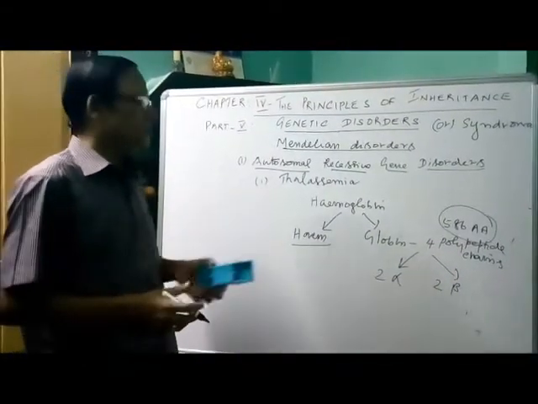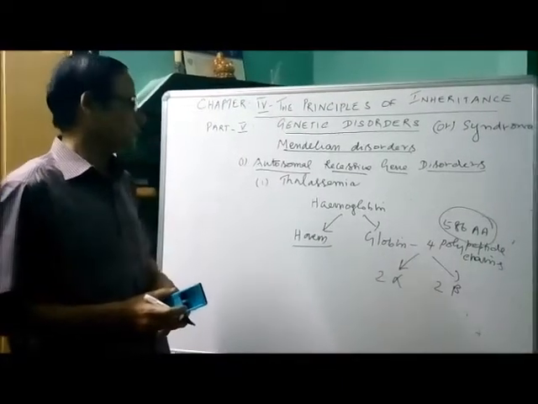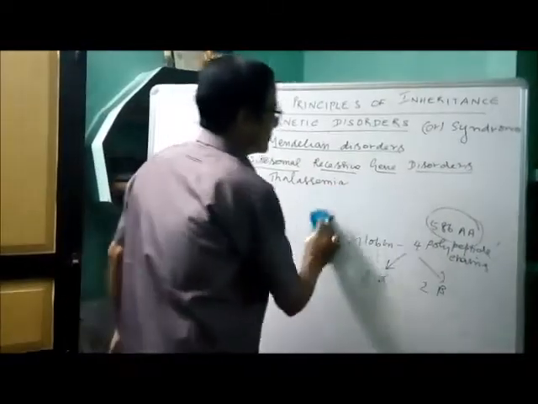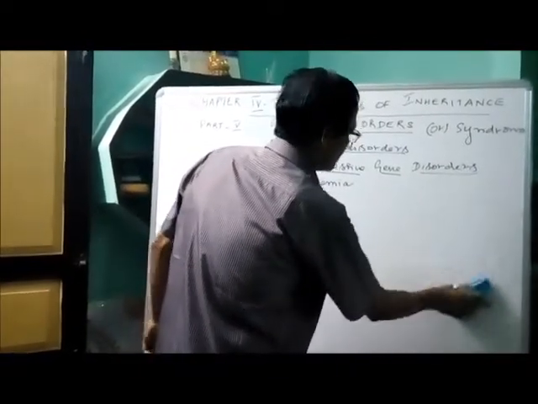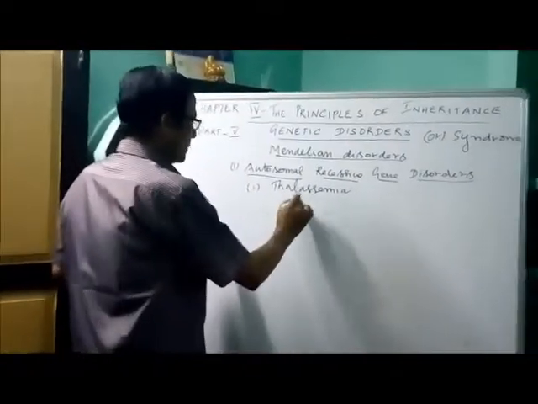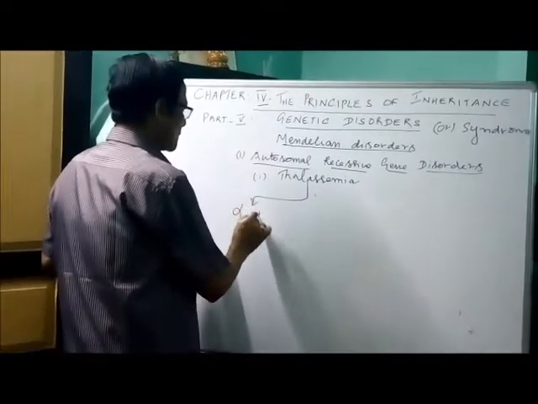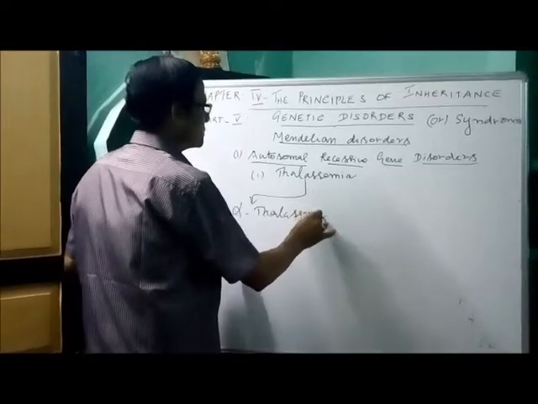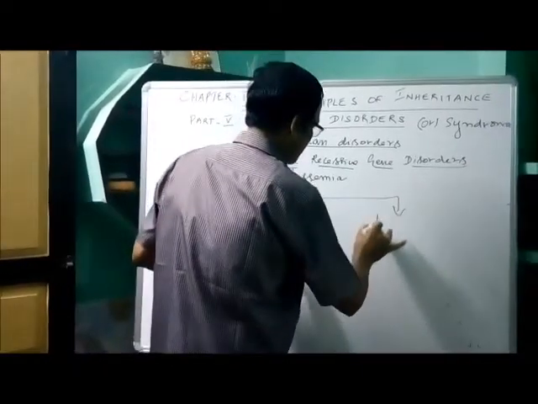Now let's go for the types of thalassemia. There are two types of thalassemia. One is called alpha thalassemia, another one beta thalassemia. Alpha thalassemia and beta thalassemia.